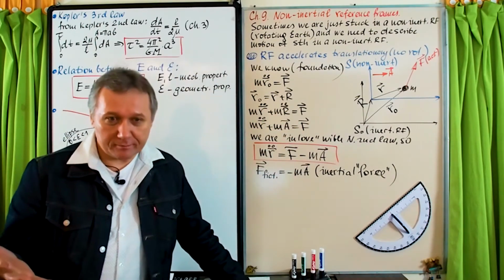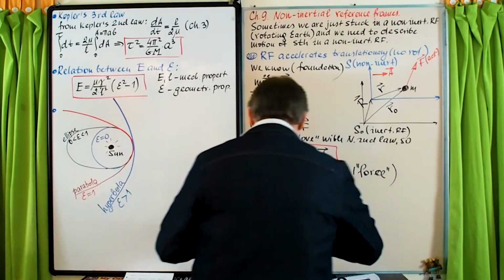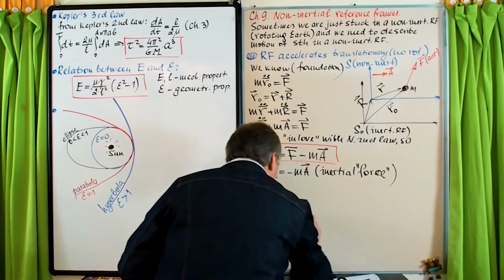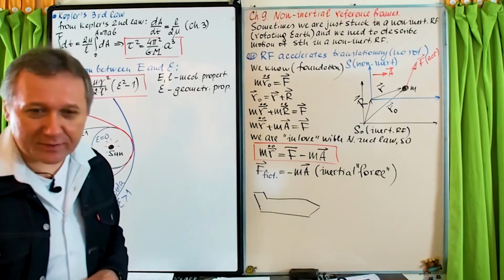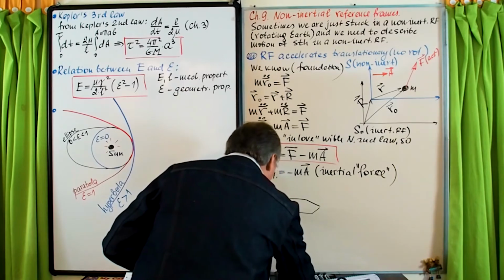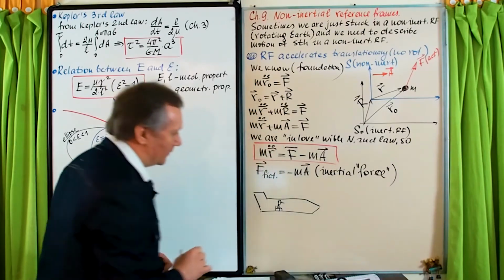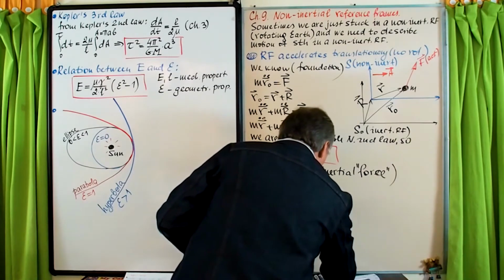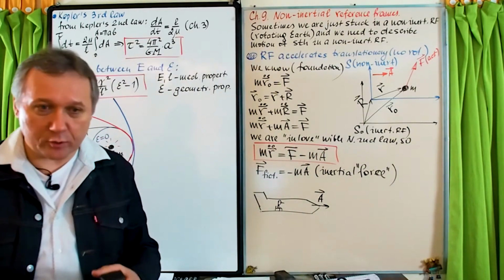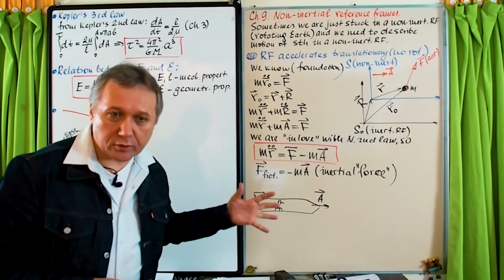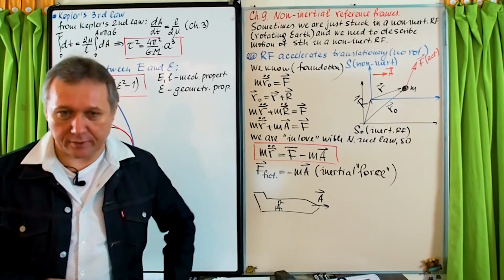Say you're sitting in a plane, or maybe I will draw. Let me draw. Let's say this is the plane. It looks ugly. And let's say here you are sitting in a chair, and this plane accelerates with acceleration a. You are trying to describe the motion of yourself sitting in a non-inertial reference frame.